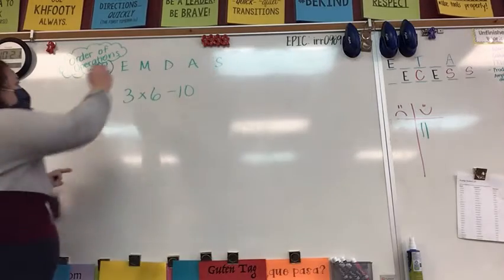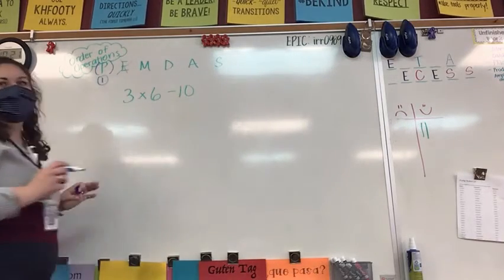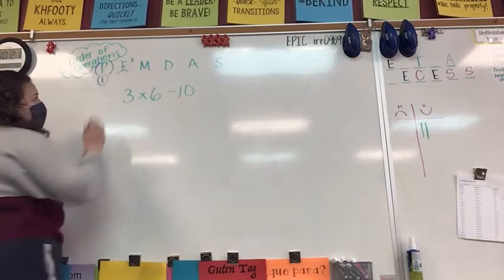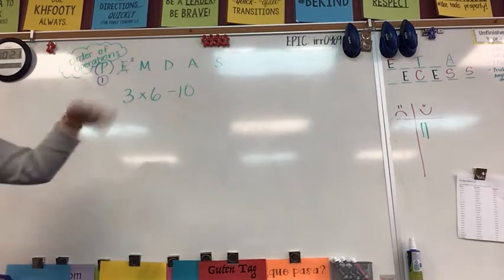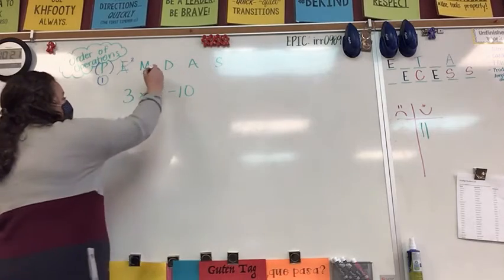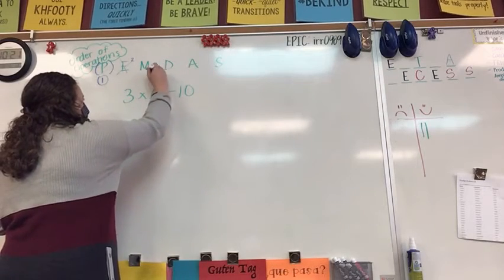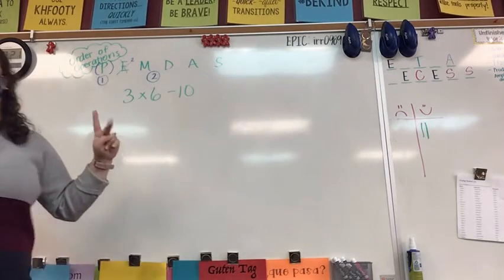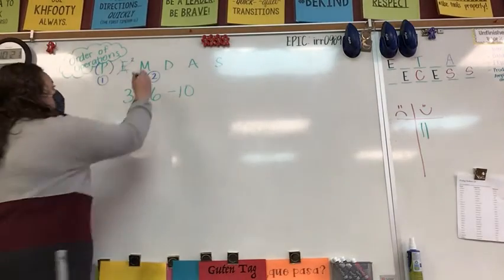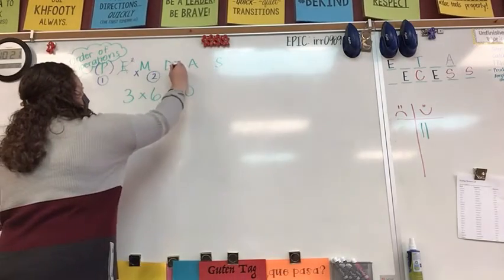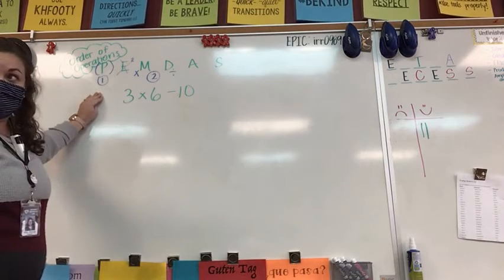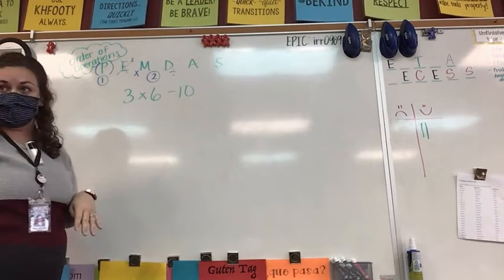So what does the E stand for? If you've ever seen a number up in the corner like this, like it's squared, that's called an exponent. We do not worry about exponents in third grade, so we just skip the E. My second step has to do with the M and the D. Who remembers what the M and the D stand for? Riley. Multiplication and division. So if there are no parentheses, the next step we always do is multiply or divide.